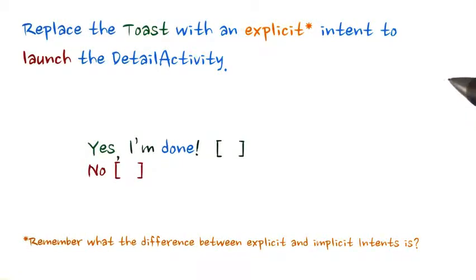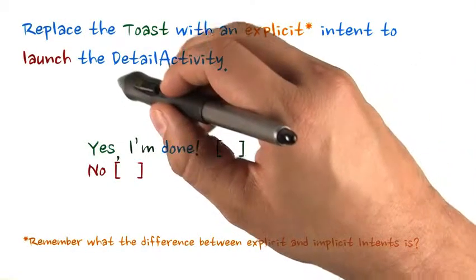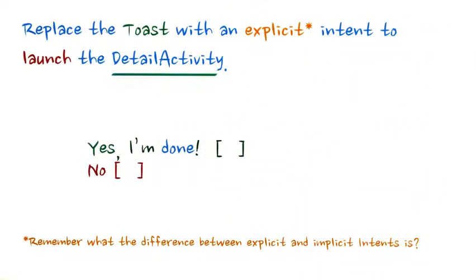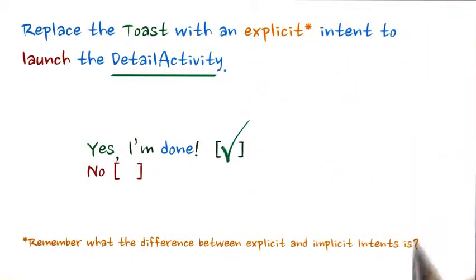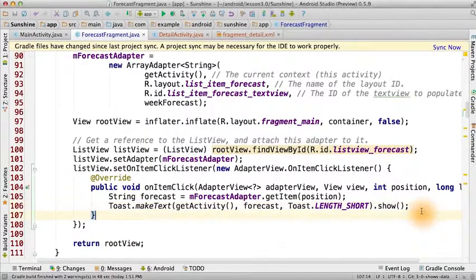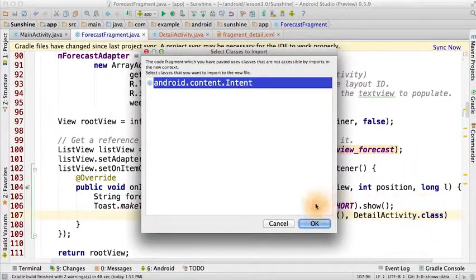Thanks, Rado. Now that you understand what intents are in glorious metaphor, let's use them to do something useful. We'll replace the toast with an intent to launch the DetailActivity. You'll need to pass in weather forecast data for the DetailActivity to display. For more information, see the intent extra constants defined in the Intent class. Great, you're done. The solution is to launch an explicit intent to the DetailActivity class.